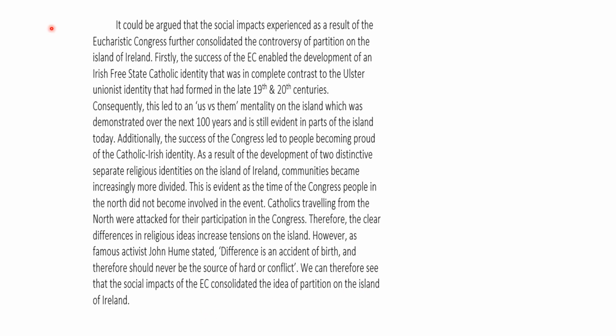Let's break that down into a little bit more detail so you can clearly see the good characteristics of historical writing in play. So first thing this student did excellently was react to the question. So the question was around how Eucharistic Congress consolidated partition or contributed to partition. Consolidated partition, I apologize. So you can see here that this student has made the point to react to the question and said that the social impacts further consolidated that idea of partition.